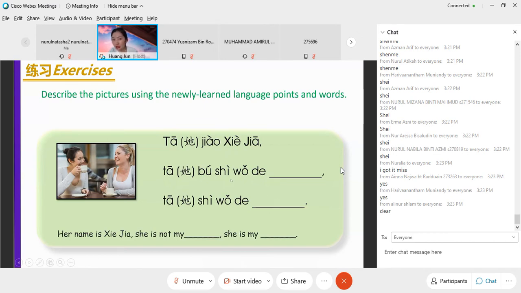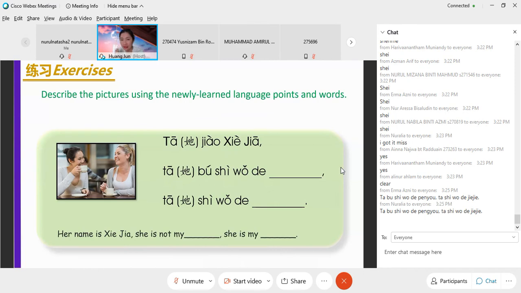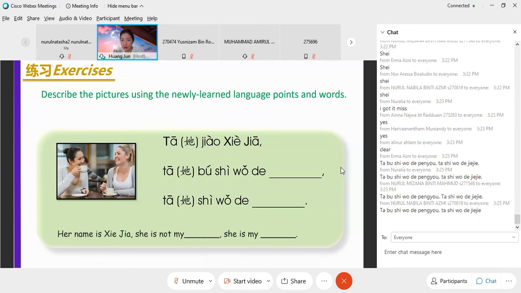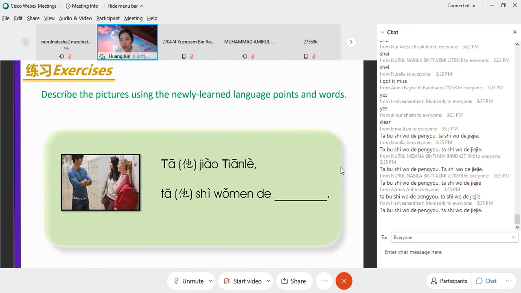So how to say the sentence? She is not my friend. She is my elder sister. This is the moment you check whether you remember the meaning or not. 她不是我的朋友。Very good. 她不是我的朋友。她是我的姐姐。Okay, very good. So this is how we will do it. You can make new sentences by yourself as you like.